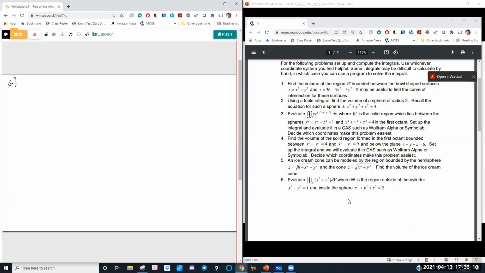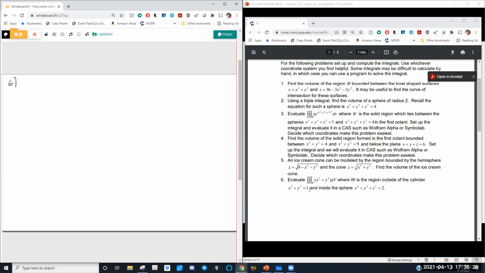All right, so 6. Now we actually have a function we're integrating over. And then we have a region which is outside the cylinder, x squared plus y squared equals 1, and inside the sphere of radius root 2. So we're kind of stuck in between.